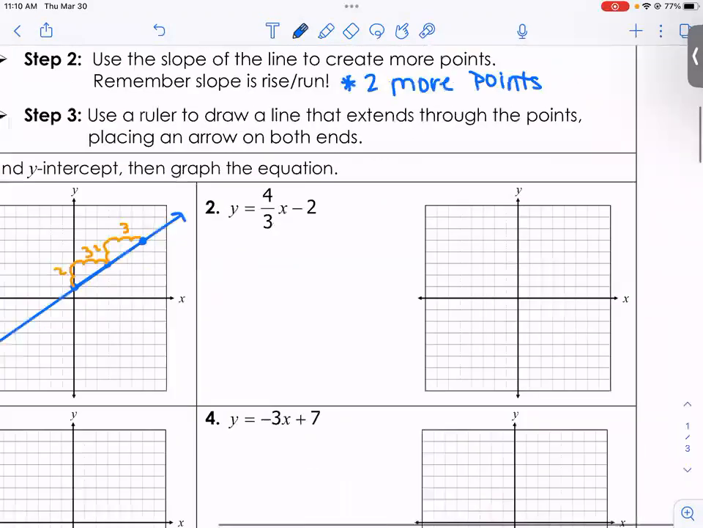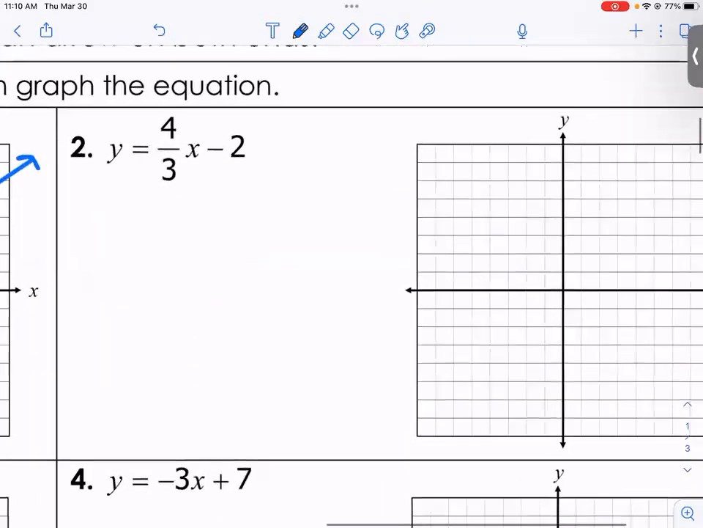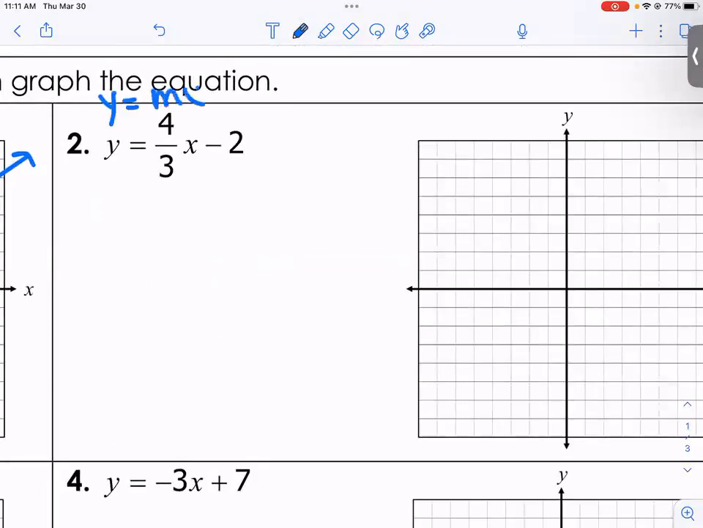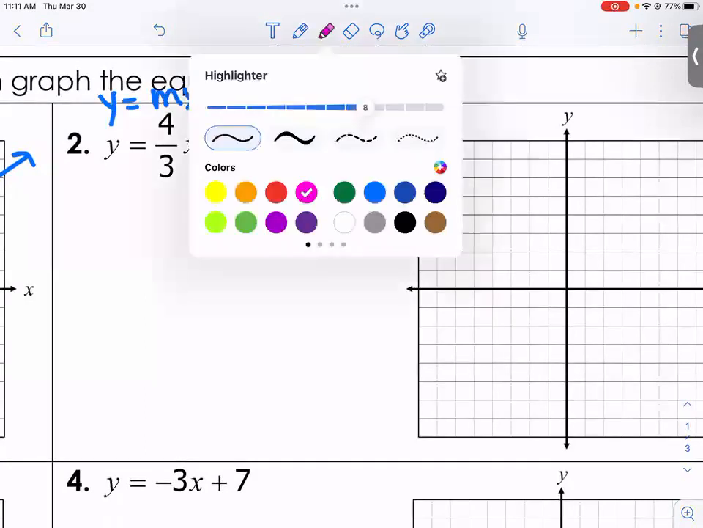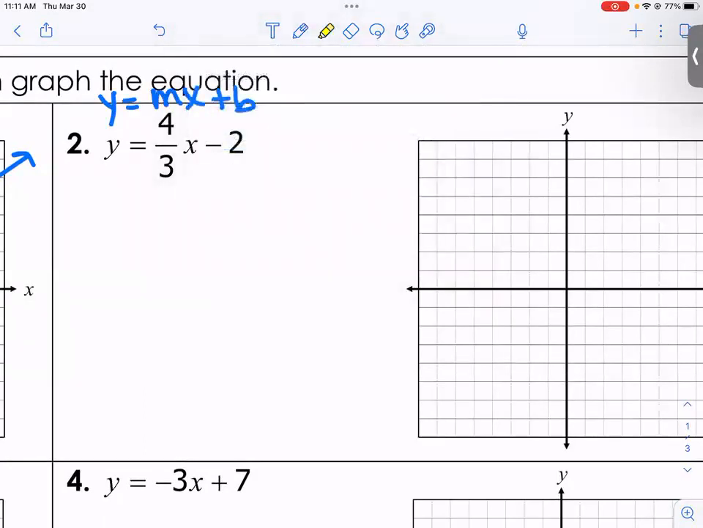Okay, so let's look at number 2. I'm just going to write above my line y equals mx plus b. The coefficient of x is m. In this case, what is that? 4/3. So right now in our mind, we know that our line is going to rise or fall. It is going to rise because we have a positive slope.